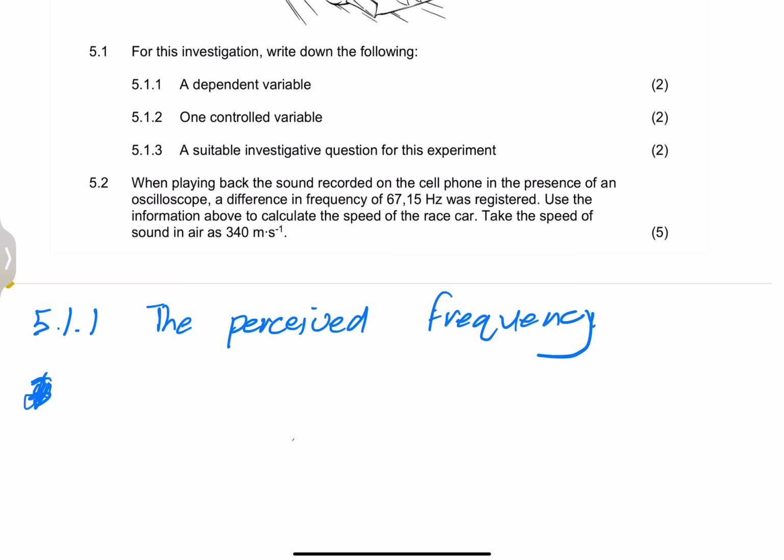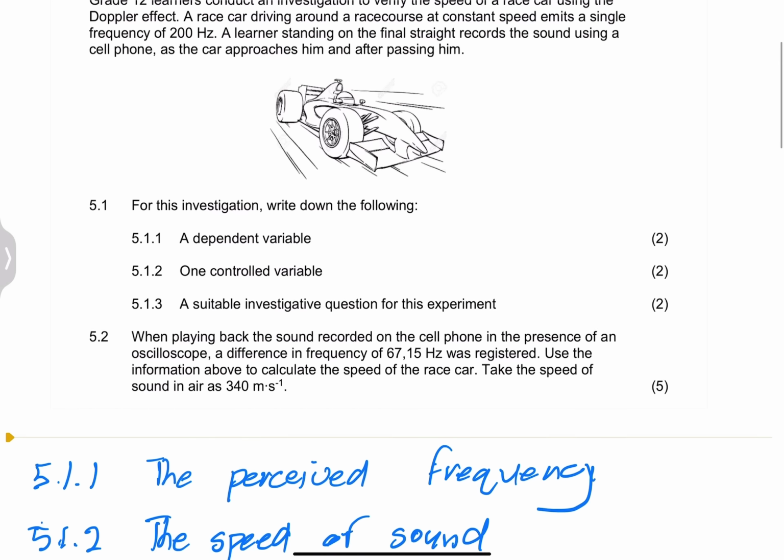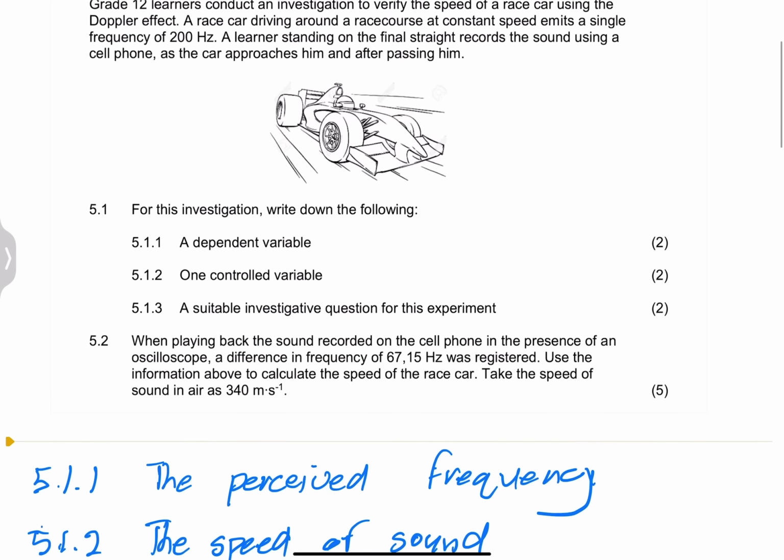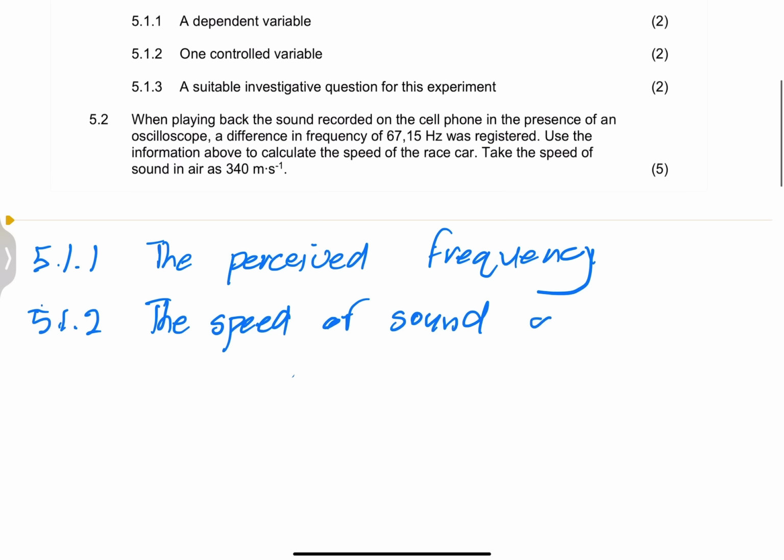Right, so the next one, they say to us, we're looking for the controlled variable. So for our controlled variable, remember, this all has to happen in one medium. Okay, so if that medium is air, the speed of sound in air has to be the same, right? The speed of sound, they did say it's air, right? That 340. Actually, the speed of sound in air has to be the same, right?